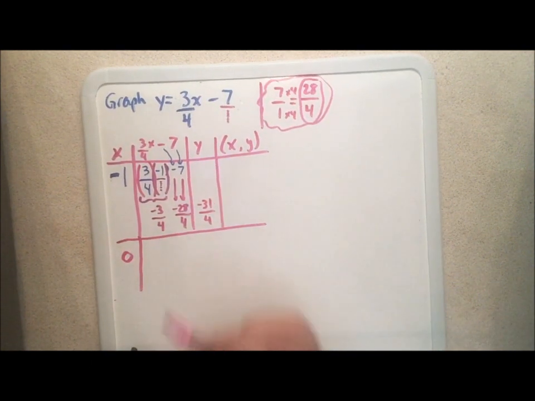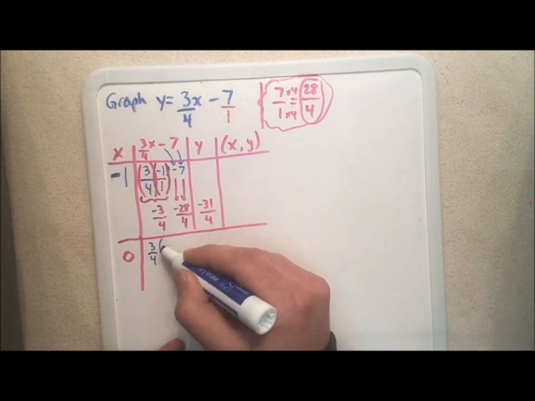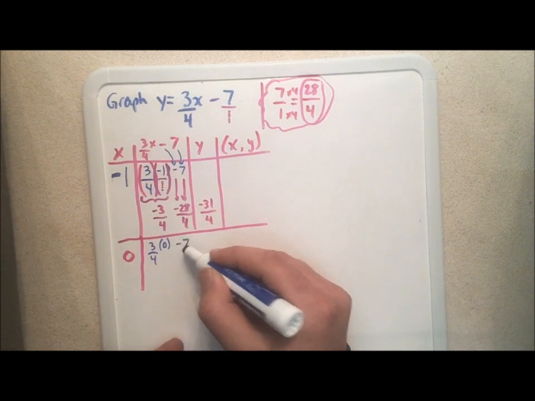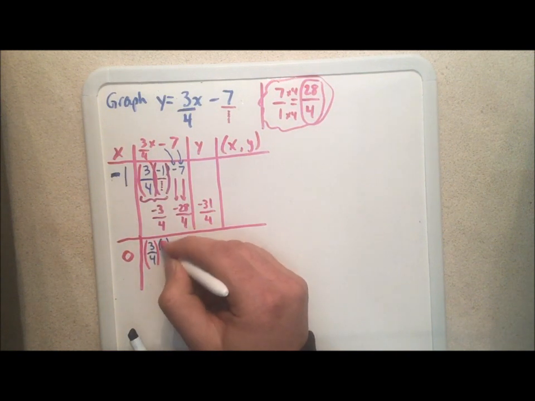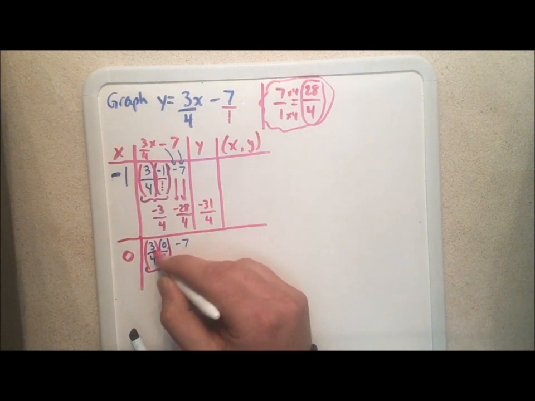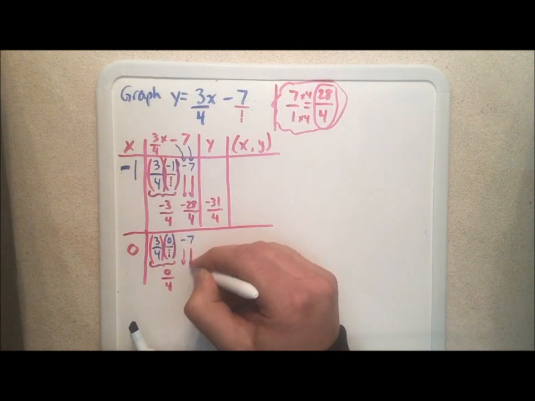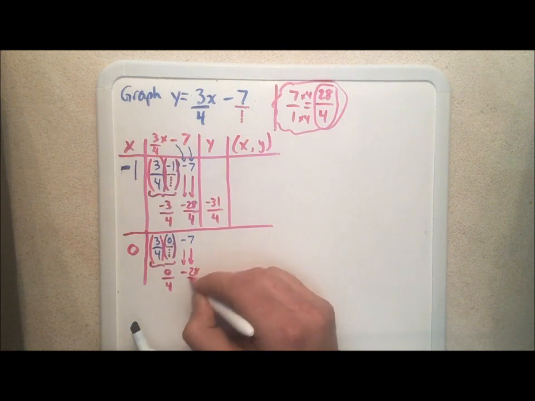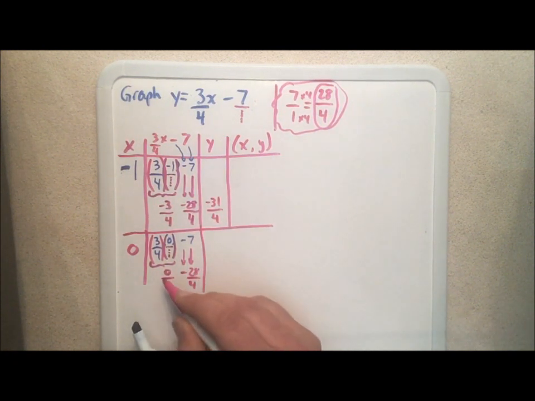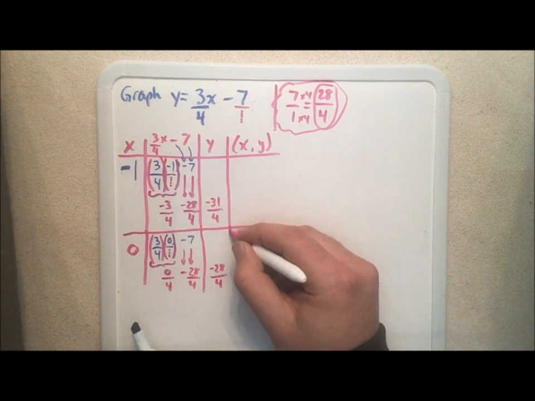Now you can see why I didn't draw my whole table of values at once, right? Next one, we're going to try 0. 3/4 times 0 minus 7. So again, what that means is 3/4 times 0 over 1. 3 times 0 is 0. 4 times 1 is 4. Trickle down, except instead of saying 7, I'm going to say 28 over 4. 0 minus 28 is simply minus 28. So we have minus 28 over 4.